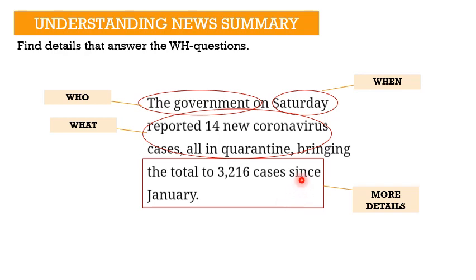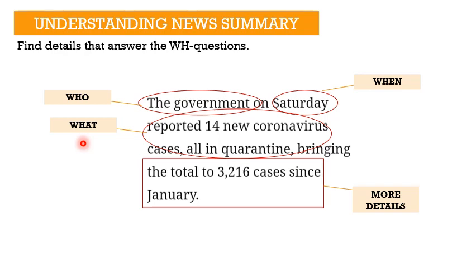But as you can see, if we just find what questions these parts answer, then we will understand the news summary. This one answers the who question, this one answers the when question, and this one answers the what question. So that's the step in understanding a news summary.